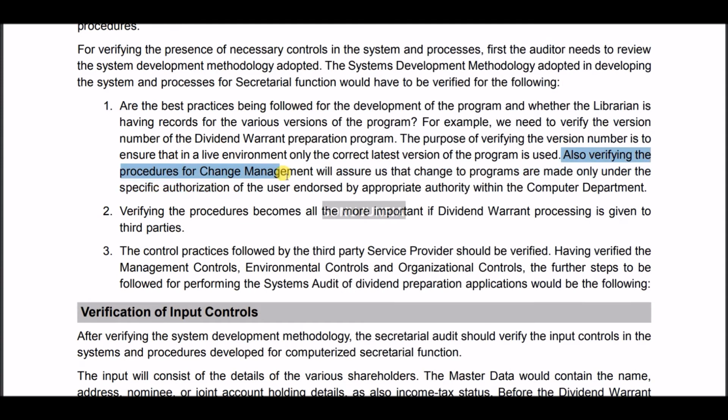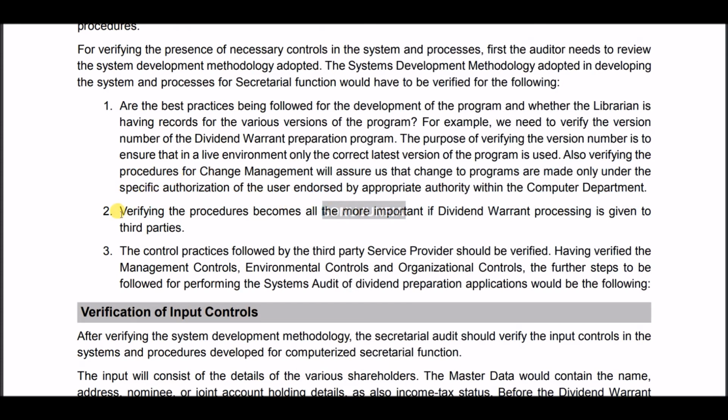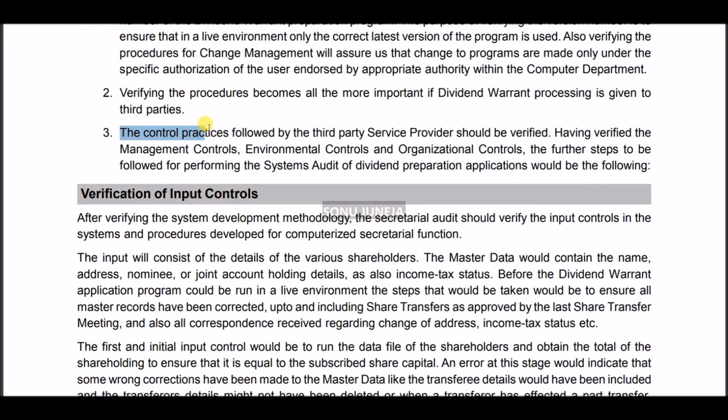Also, verifying the procedure for change management will assure that changes to programs are done only under specific authorization of the user, endorsed by the appropriate authority within the computer department. Verifying procedures becomes all the more important if the dividend warrant processing is given to third parties. The control practices followed by the third-party service provider should be verified, having verified management control, environmental control, and organizational control. The further steps to be followed while performing system auditing of dividend preparation application would be the following.